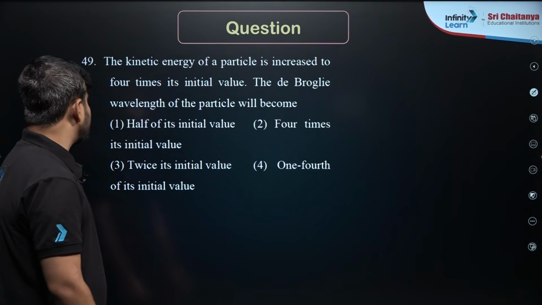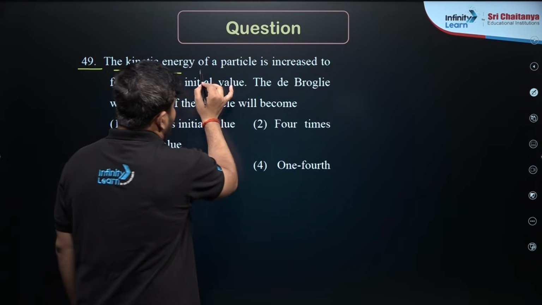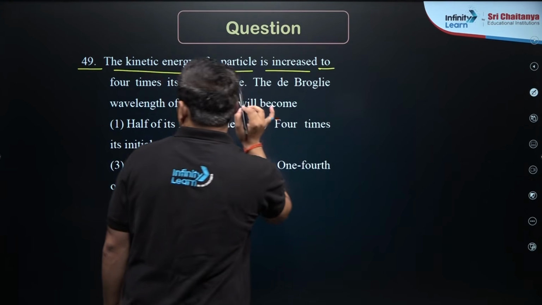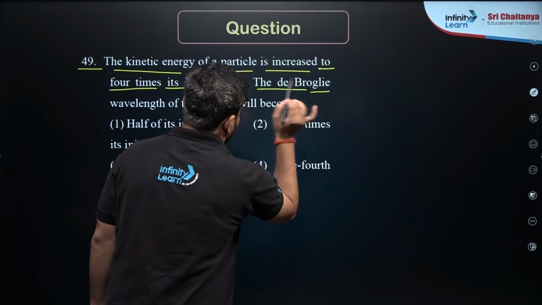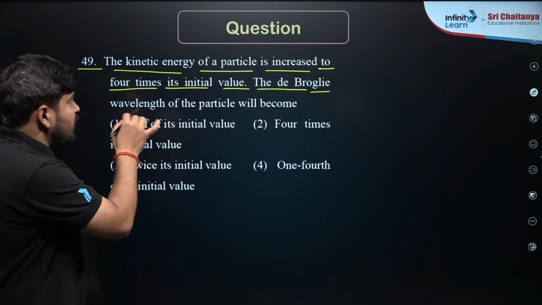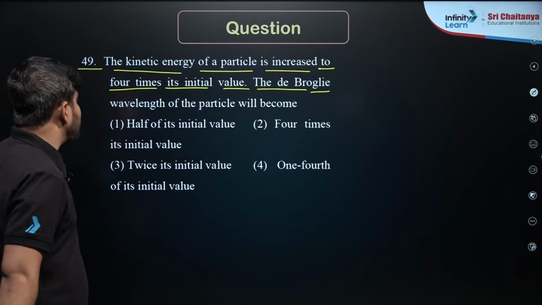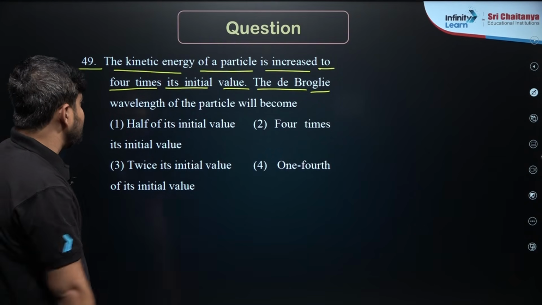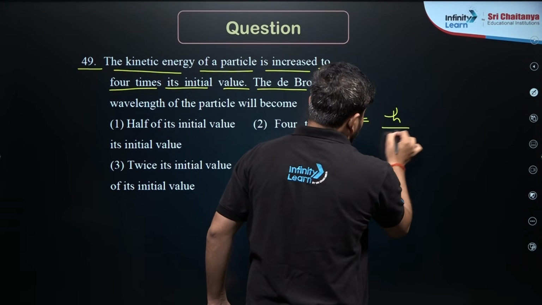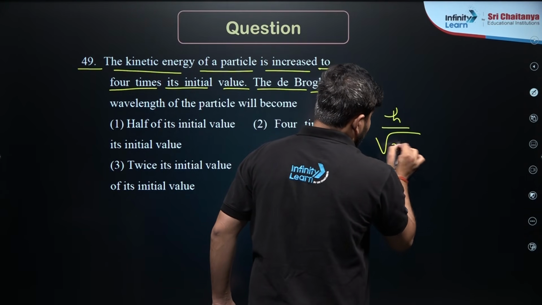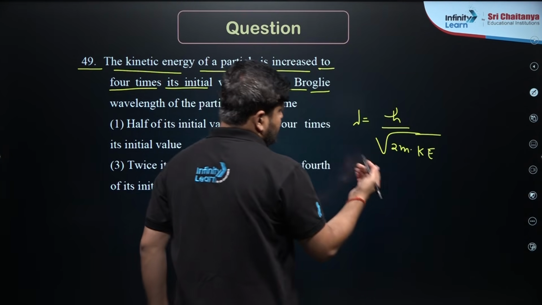Now I am coming to the next question. See this one. Here what point is given? The kinetic energy of a particle is increased to 4 times its initial value, in the de Broglie equation. What they are telling in the question is that the kinetic energy increases 4 times. So they are asking the wavelength, lambda. So lambda equal to h by under root 2m into KE. So this is the formula.